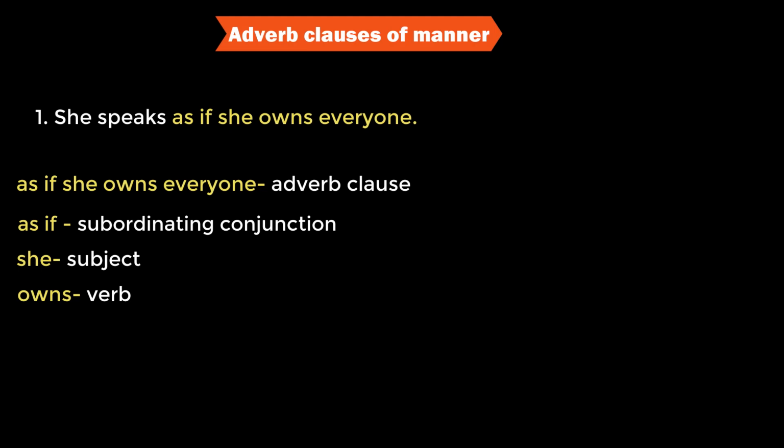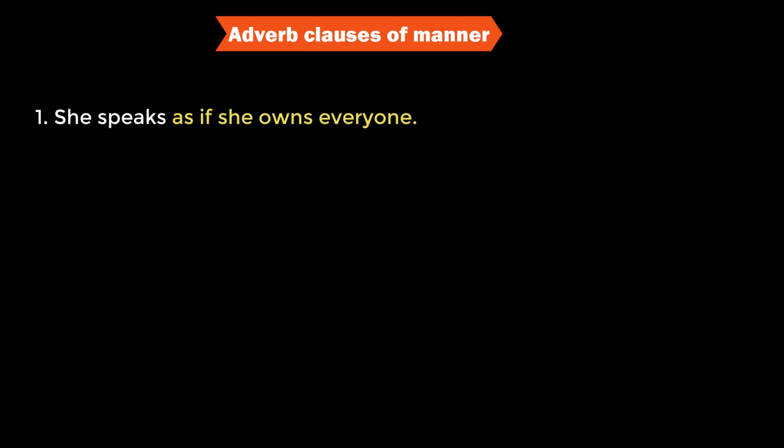She speaks as if she owns everyone. That's not a good thing to do, but she does it, man, and I don't like it. All right, so as if she owns everyone is modifying the verb speak, is telling us in what manner does she speak. All right, so she speaks as if she owns everyone. All right, let's look at the next example.